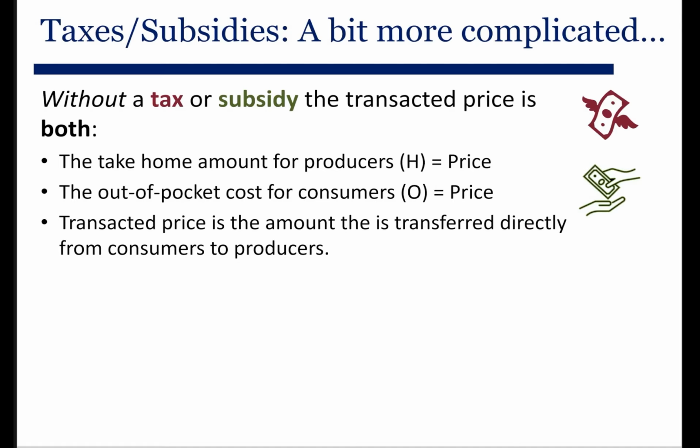The way I think about it is, without a tax or a subsidy, the transacted price is both the take-home amount for producers, what they are getting, and the out-of-pocket cost for consumers, the total amount they're paying. Both of these are the transacted price, the price that's transferred directly from consumers to producers. Taxes and subsidies change this.